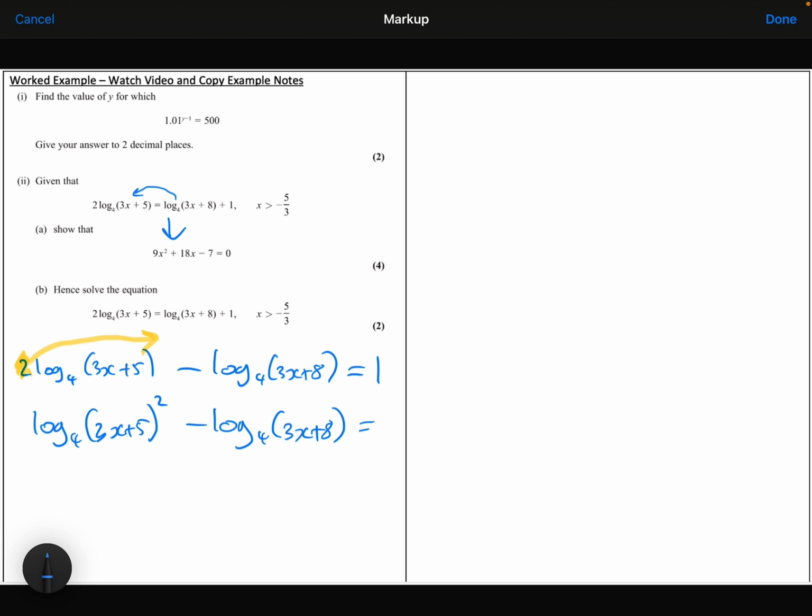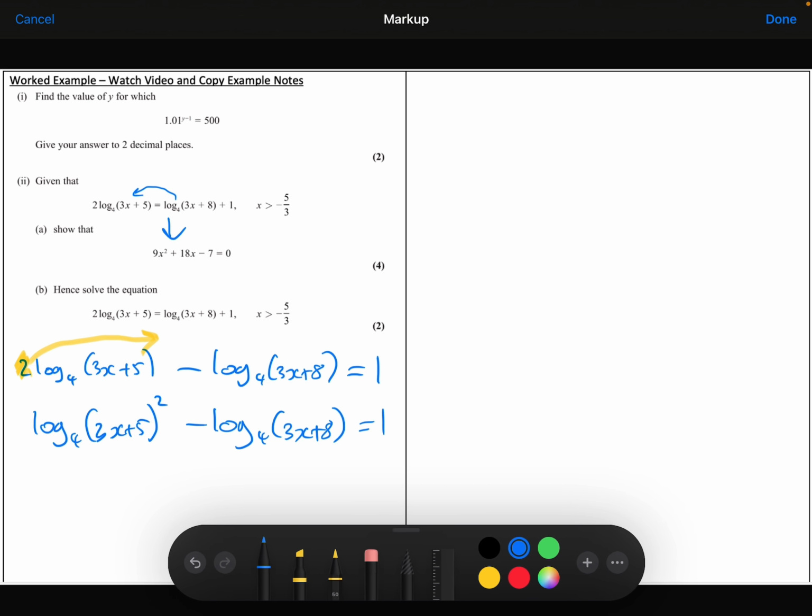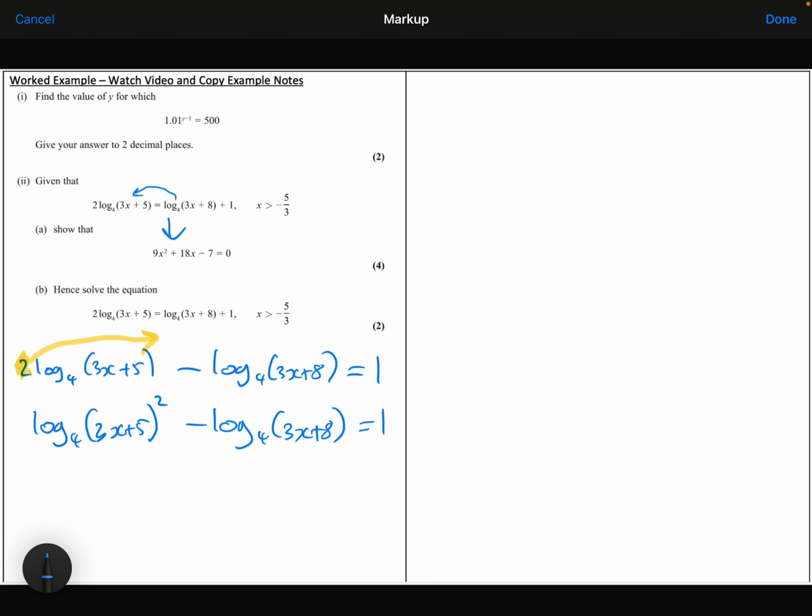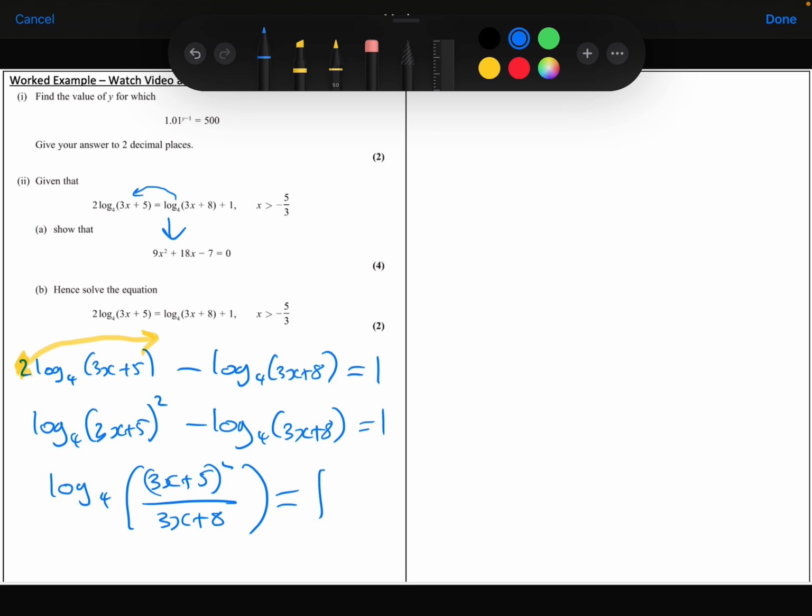Now I've got to the point where I have the same coefficient of logarithms. I've got a 1 here, I've got a 1 here. So now I can use the subtraction law of logarithms, which allows me to bring these two things together with a division. At this stage, I have got the logarithm by itself. So now I can do the inverse of a logarithm to remove it.